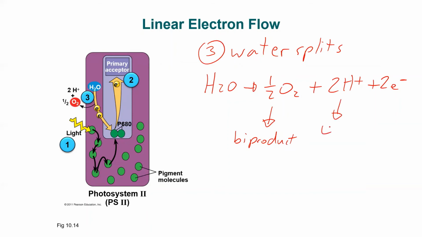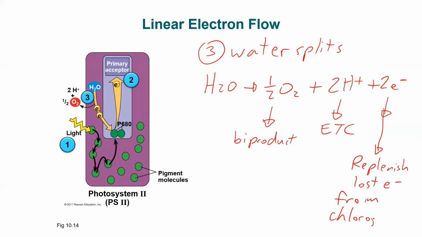The hydrogens, these are going to get pumped by the electron transport chain. And those 2 electrons, maybe we'll just go a little bit lower, these replenish lost electrons from chlorophyll. So that's number 3. At this point, we've warmed things up with a little bit of light. Those electrons have gotten excited. They moved on to an electron transport chain, and we just replaced them using a little bit of water, because water is a handy and common substance, so it's easy for plants to use.